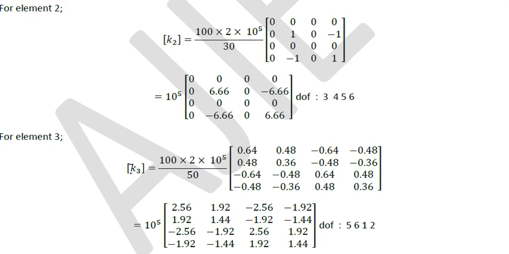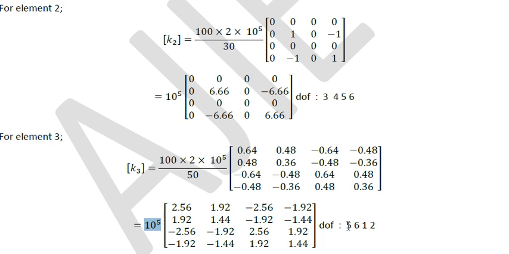Coming to the third element, the element stiffness matrix for the third element is K3. It is A3 into E3 by L3. A and E are common. Length is changing. L and M are changing. That is why it is different. But we have to keep the common factor 10 power 5 as usual.